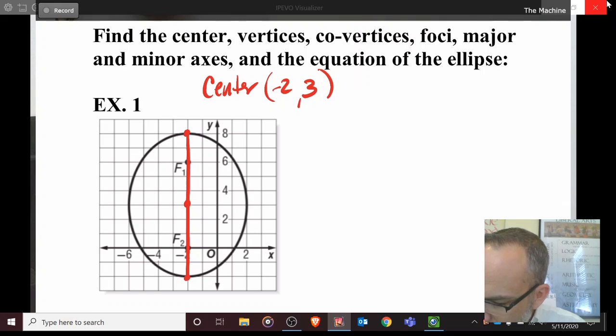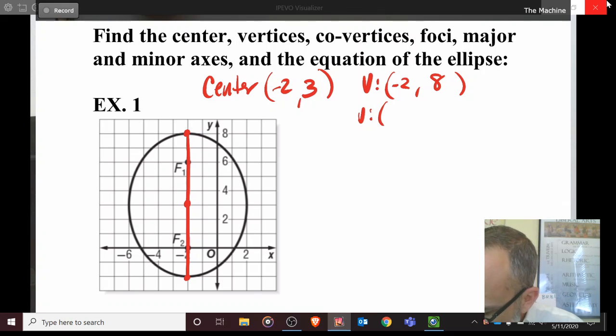So the vertices are the points. I'm not looking at the scale. What is that? -2, 8, and then the other vertex is going to be the point at the bottom. It goes up by 1s, but they're only writing 2s. The other vertex is down here at the bottom, and so that's -2, -2. Okay, so I'm done with this one.